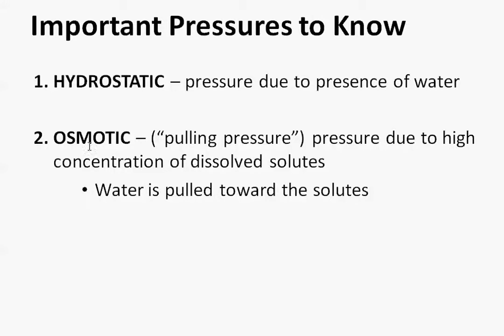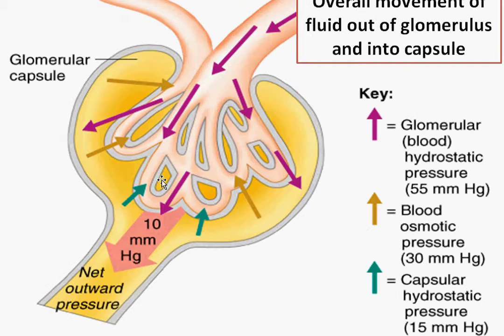2 pressures that you want to remember: hydrostatic and osmotic pressure. Hydrostatic pressure is just the pressure on the container, whether that is the capsule, Bowman's capsule, or a vessel itself. Osmotic pressure is basically the water pressure, and this is caused by the solutes, but also the proteins that are in the blood. Take a look at that.